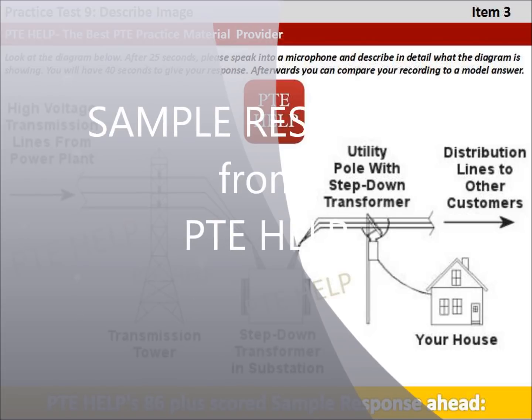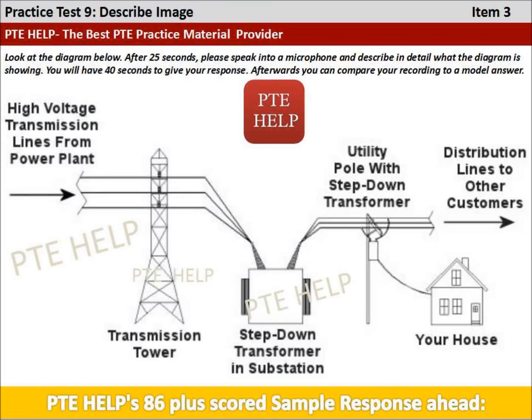PTE Help Test 10. Describe image. Sample response. This process chart illustrates the transmission of the electricity. Firstly, it is generated and transmitted via high voltage transmission lines from the power plant. These lines are connected to the transmission tower.